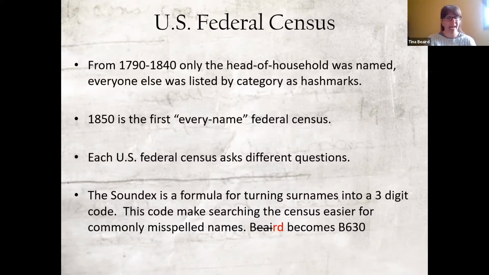Each federal census asks different questions. So for example, in the 1900 census, you're asked how many children have been born to the wife and how many are still living. That was actually a question that was done on the 1890 census, but the 1890 census was so largely destroyed that a lot of people don't mention that. They refer to it in the 1900 census.